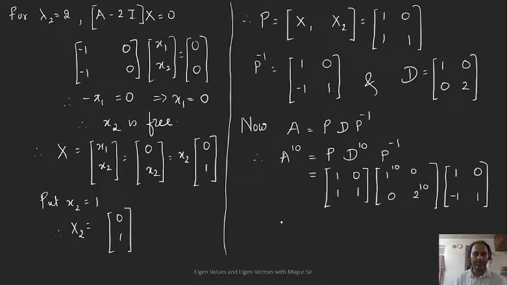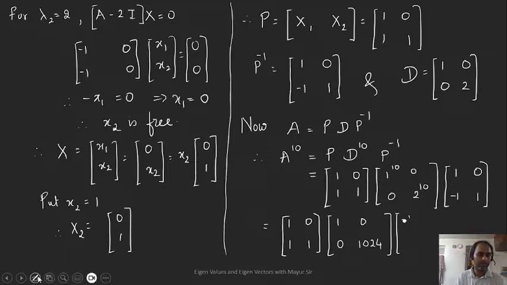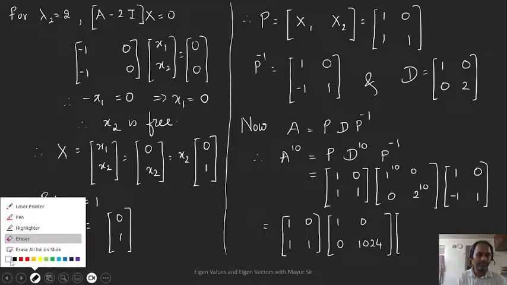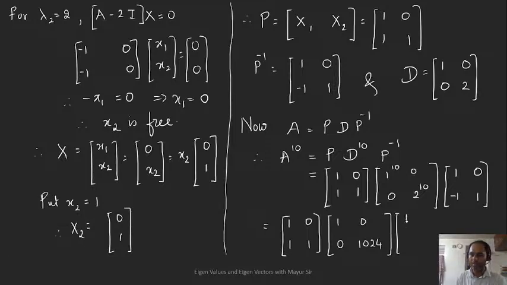Yeah, so you multiply them. The moment you multiply them, you get [1, 1], [0, 1] here, and here it is [1, 0], [0, 1024]. I'll just write this and then multiply, and here it is [1, -1], [0, 1]. Now you perform the multiplication.